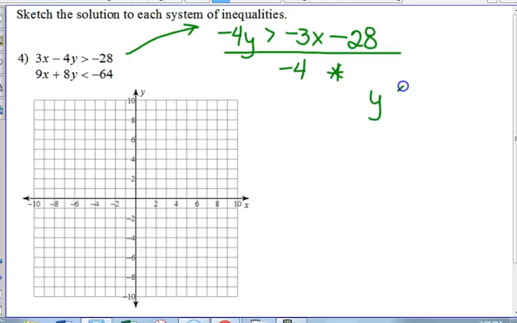So we will have y is what? Y is less than 3/4 x plus 7. All right, so it's going to be a dotted line, and we're going to shade where? Below it, right? Because we ended up with a less than after we flipped the inequality. All right.